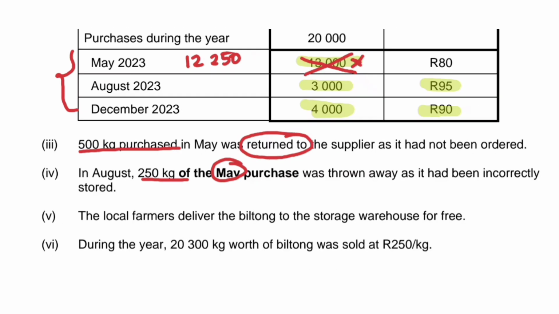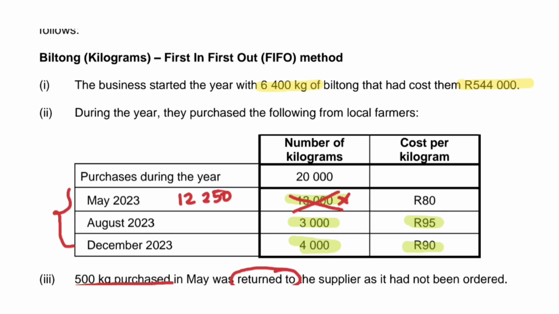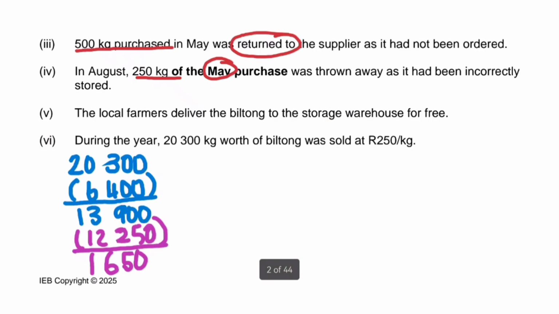We are told that we sold a total of 20,300 kilograms worth of biltong. First in, first out says that we must sell from top to bottom. So we're going to sell the stock at the top first. That is the opening stock. We first need to sell the 6,400 kilograms of biltong. After we have sold the 6,400 kilograms, we still need to account for 13,900 kilograms of the sales.